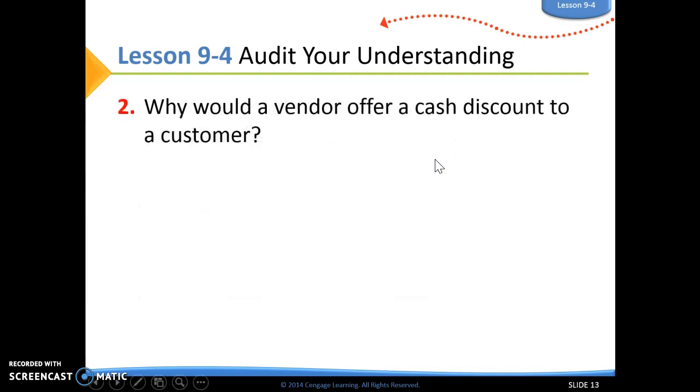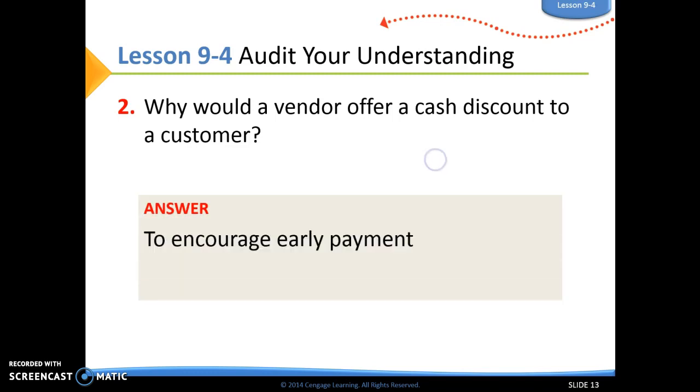Number 2, why would a vendor offer a cash discount to a customer? Remember, that's to encourage them to pay early. A vendor wants their cash as soon as possible, so sometimes giving that small incentive will get their cash faster.